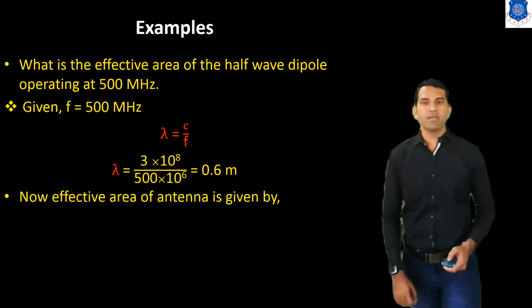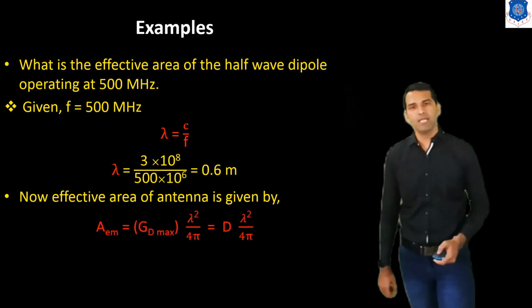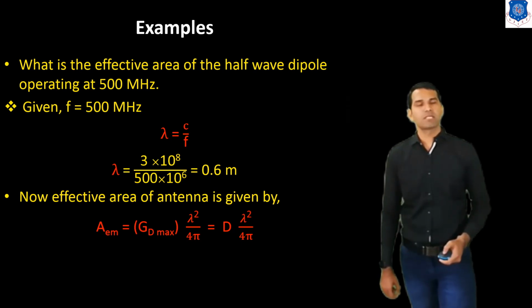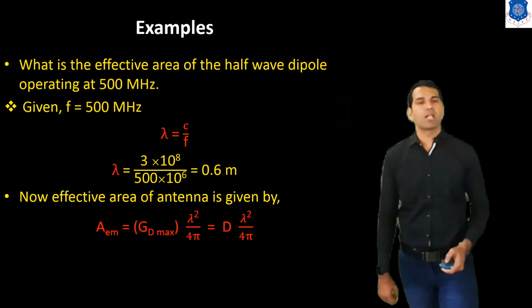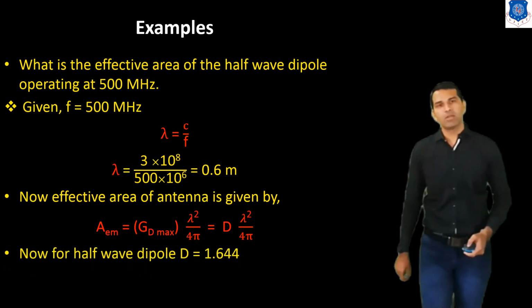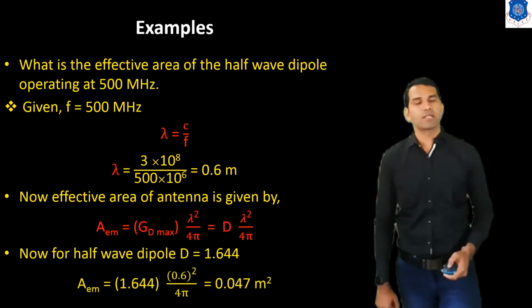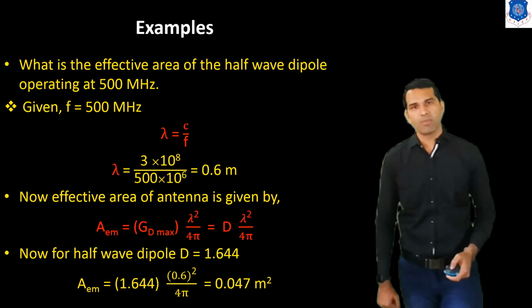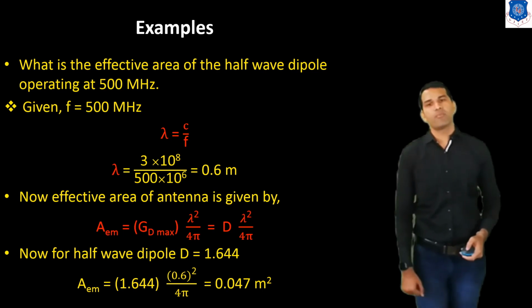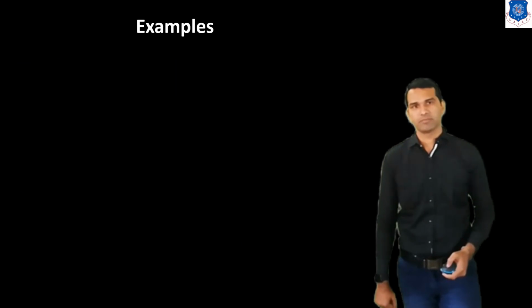Now the effective area of the antenna is given by Aem equals G D maximum lambda square upon 4 pi. We know that D maximum is nothing but the directivity. So D into lambda square upon 4 pi. For the half wave dipole, the directivity value is 1.644. So we get the effective area for the half wave dipole as 0.047 meters square.